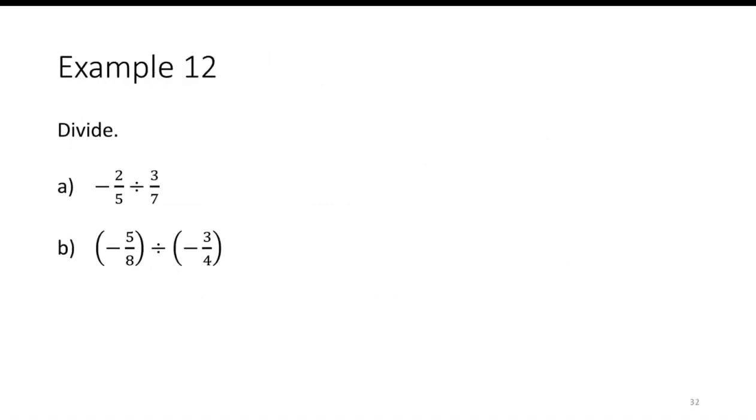So negative 2/5 divided by 3/7, that's going to be negative 2/5 times 7 over 3. So negative 14 over 15. Negative 5/8 divided by negative 3/4 is going to be positive, and 5/8 times 4/3, the 4 goes in 8 twice, and we are left with positive 5 over 6.